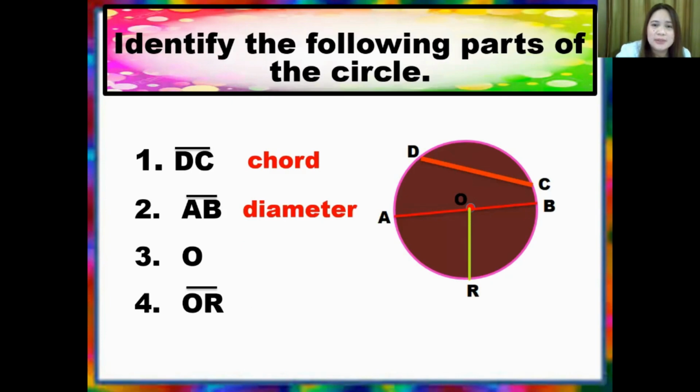And number 3, what do we call it? The letter O. It is the center of the circle. And OR. OR is what we call the radius. Radius is 1/2 of the diameter. It is a line segment from the center to any point of the circumference of the circle. Okay?